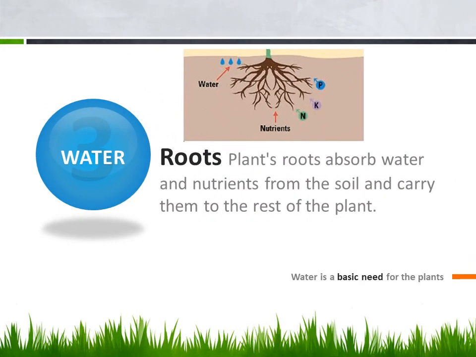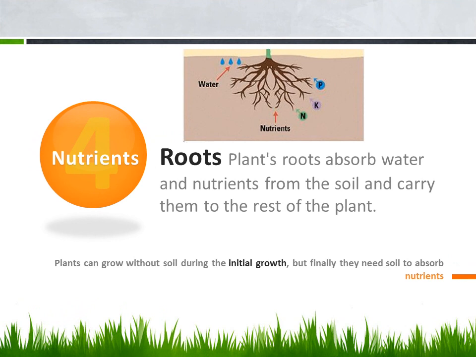Number 3, water. So how does the plant absorb water? Exactly, through the roots. Plant roots absorb water and nutrients from the soil and carry them to the rest of the plant. And also water is a basic need for the plants. The plant cannot grow without water.